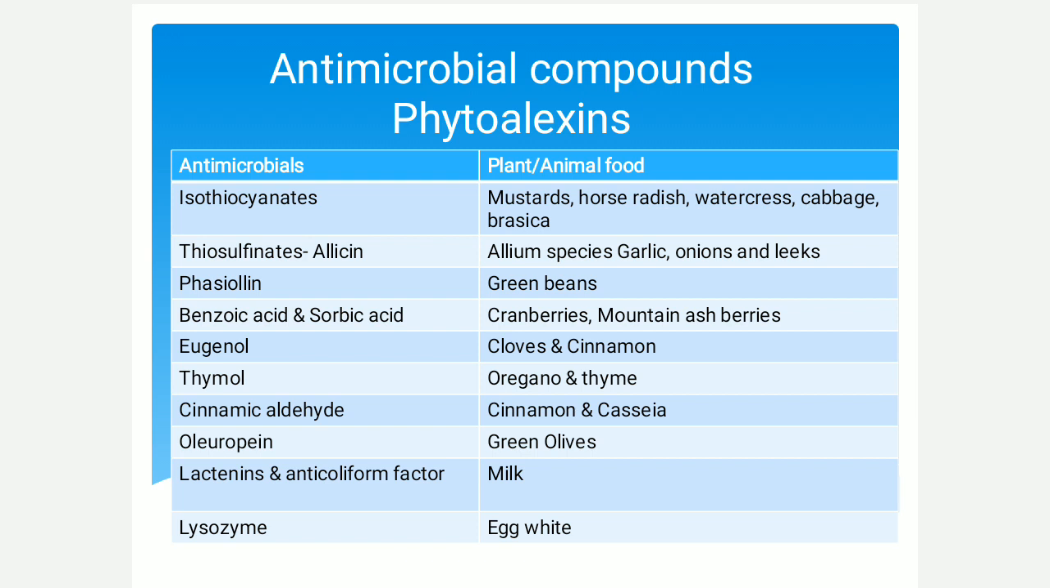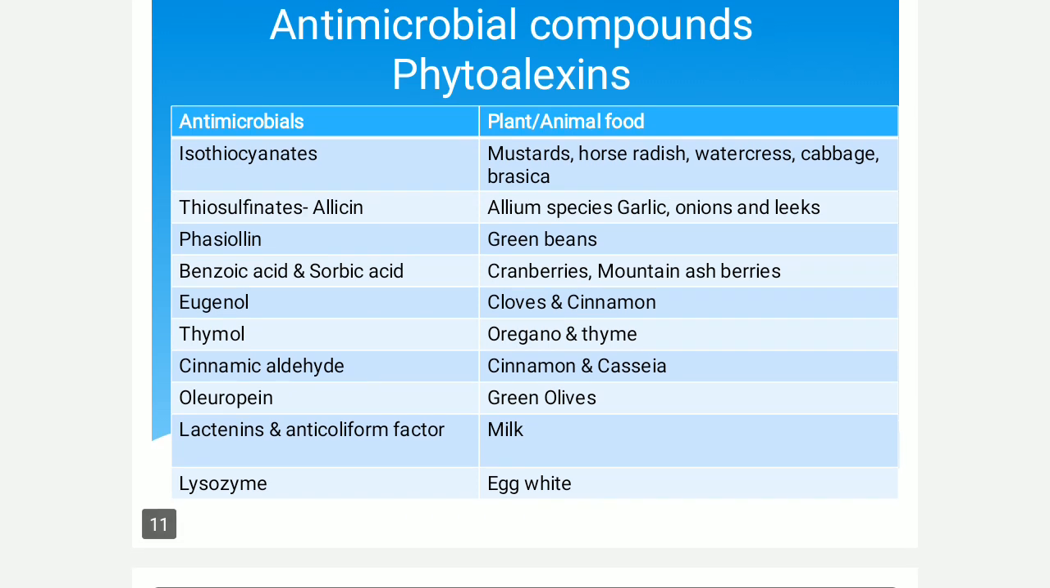A few of them I have quoted in this tabular column. There are some isothiocyanates acting as antimicrobials in foods like mustard, watercress, cabbage, brassica, all those things. Thiosulfinates, that is, allicin, which will act as antimicrobial. The chemical name is thiosulfinates. All allium species; if I say allium species to microbiology students, you will not understand. Probably botany students are familiar with that. Allium species means all your garlic, onion, leeks, what you use, all those belong to allium species.